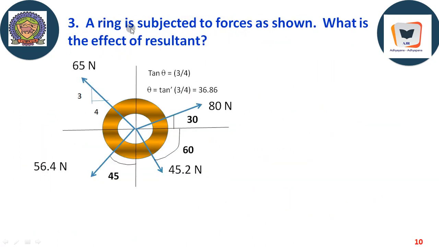The third problem is: a ring is subjected to forces as shown, 180 kilonewton, 65 newton, 56.4 newton, 45.2 newton, at various angles of inclination. Here the inclination is directly given, and for this particular force the slope is given, 4 horizontal, 3 vertical. Therefore we can calculate theta, which comes over here. This is theta, and this theta is applicable here also. So tan theta equals opposite by adjacent, 3 by 4, theta equals tan inverse 3 by 4.